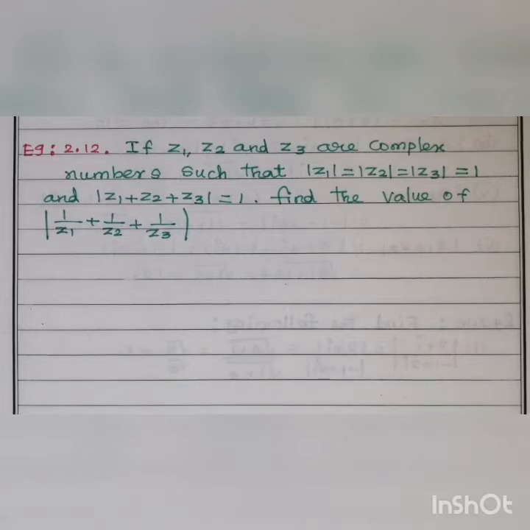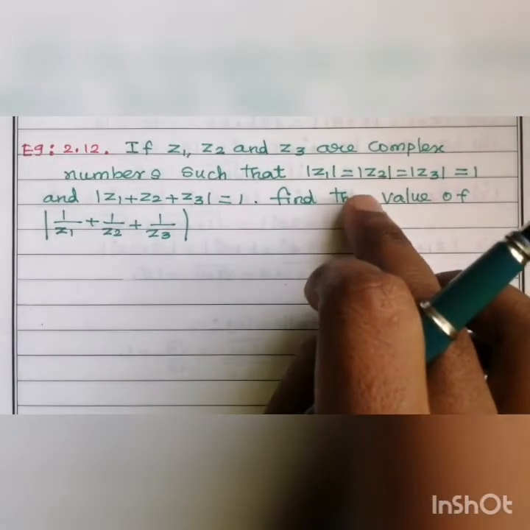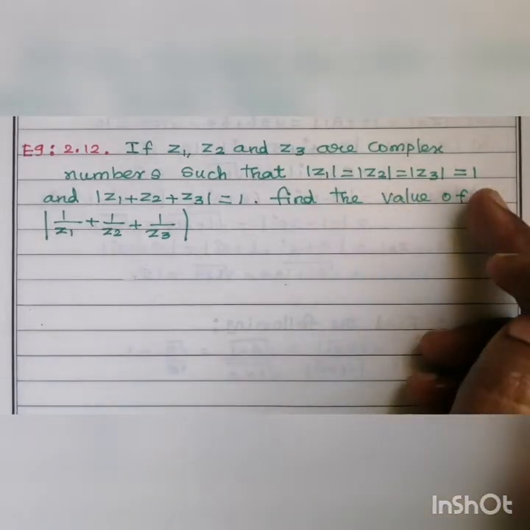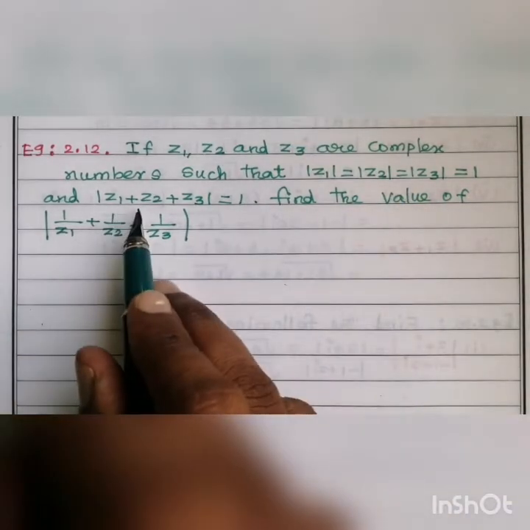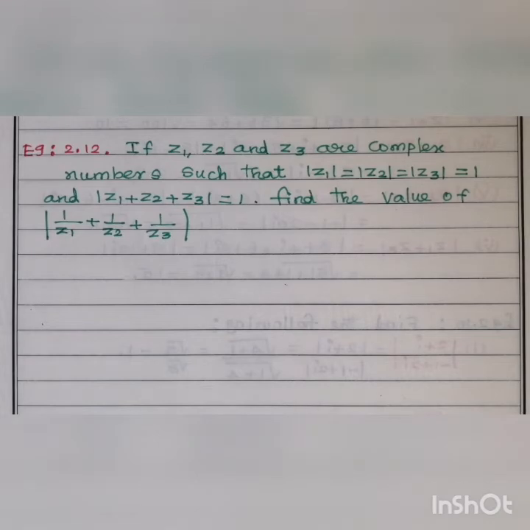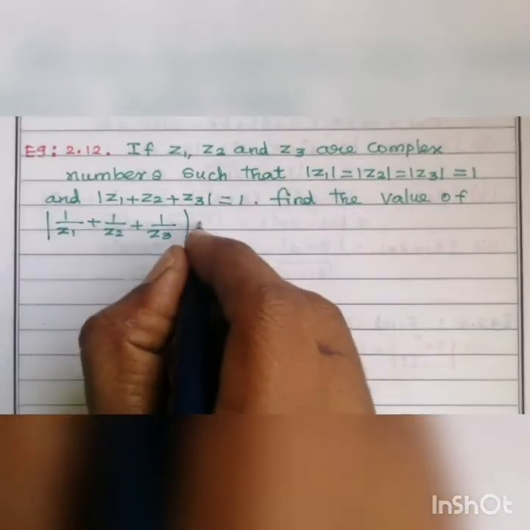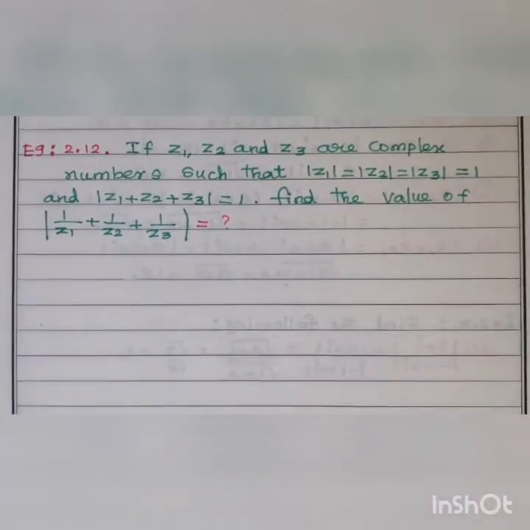Okay. The next question: if z1, z2 and z3 are 3 complex numbers such that modulus of z1 equal to modulus of z2 equal to modulus of z3 equal to 1, and modulus of z1 plus z2 plus z3 is also equal to 1, find the value of modulus of 1 by z1 plus 1 by z2 plus 1 by z3.